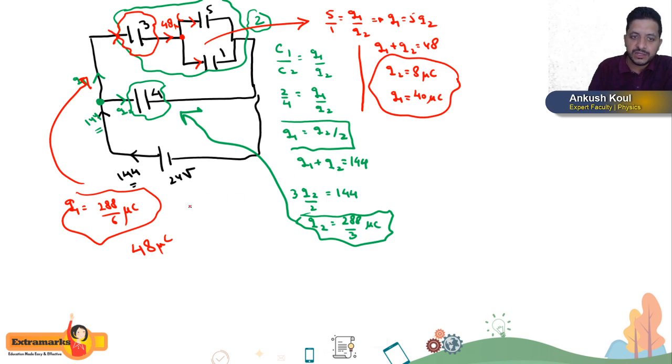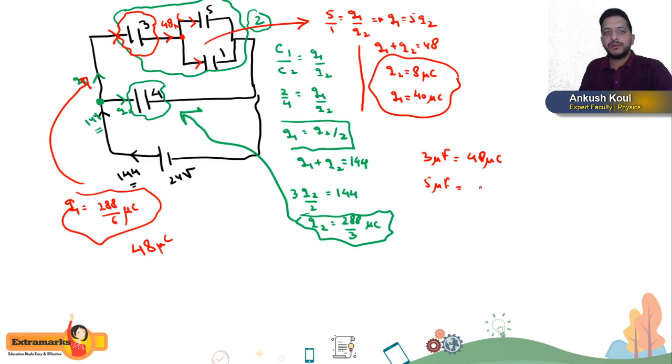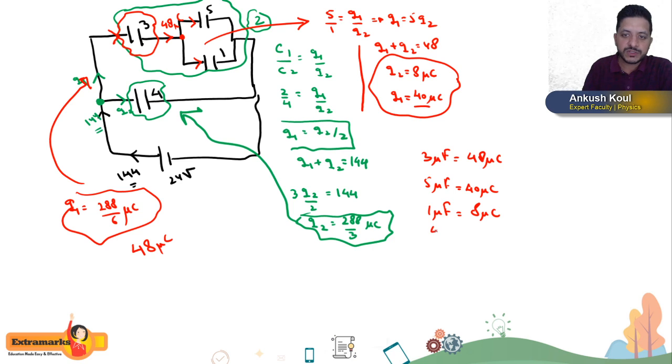So now let us summarize. What are the charges on which capacitor? The 3 microfarad capacitor has a charge of how much, beta? 48 microcoulomb. The 5 microfarad capacitor, the bigger capacitor, correct? Bigger capacitor, bigger charge, 40 microcoulomb. This is the calculation that we did. Then the 1 microfarad capacitor, how much charge? It has 8 microcoulomb charge. Then we have this 4 microfarad capacitor which had a charge of Q2, which was equal to 288 by 3 microcoulomb.